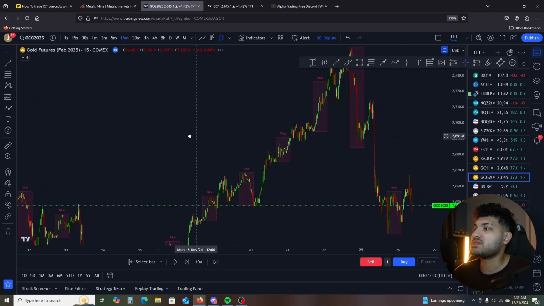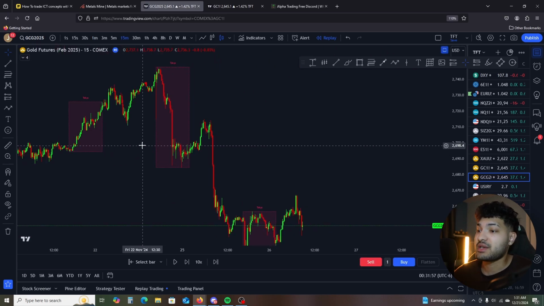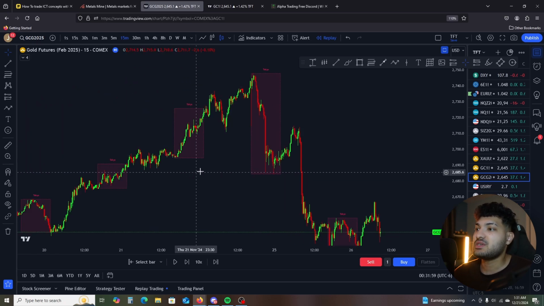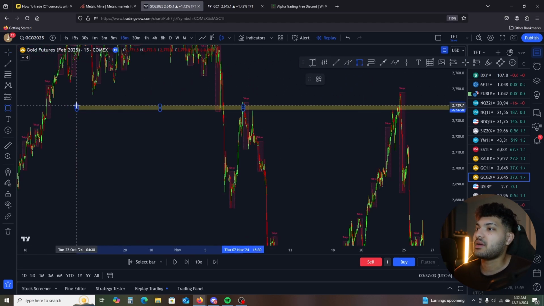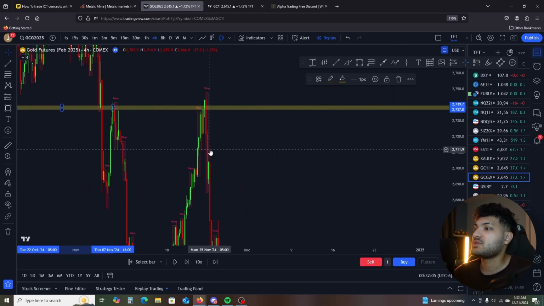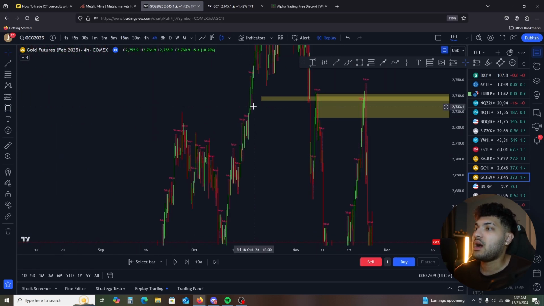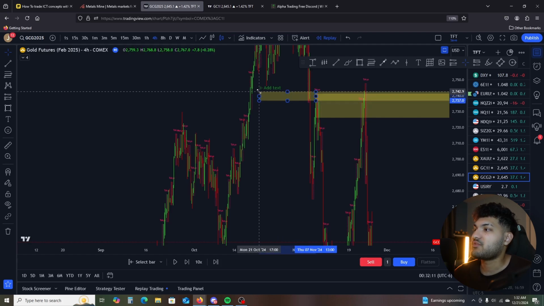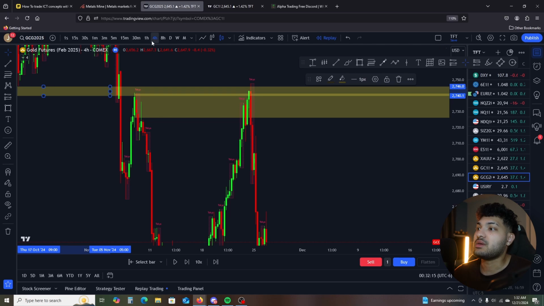If we go over here, this is the exact model. It happened on November 22nd, which is actually super surprising, right? And as you can see here, we tapped into a higher time frame supply area. Okay, you can also consider this a higher time frame order block right here. Okay, and after we tapped into that higher time frame supply area and order block, we just started dumping.